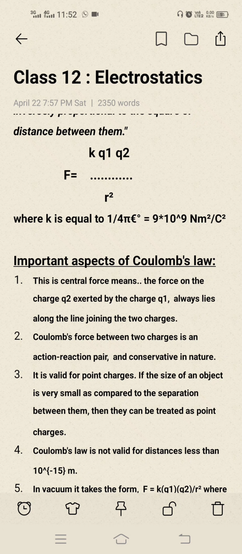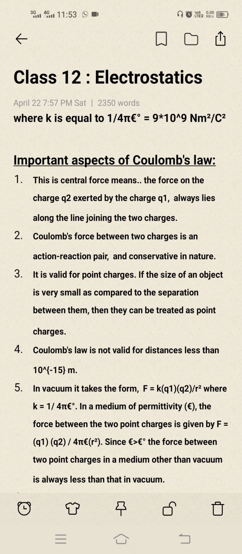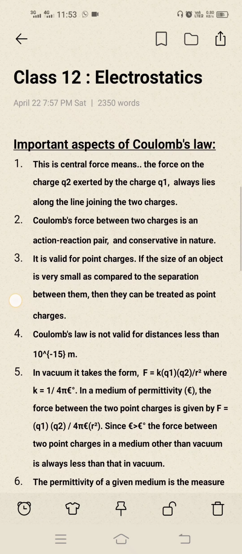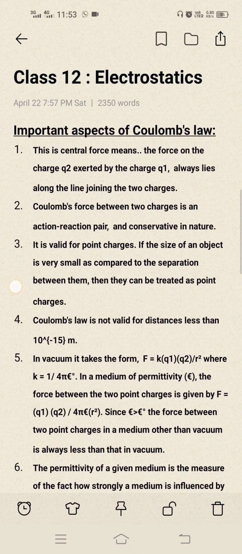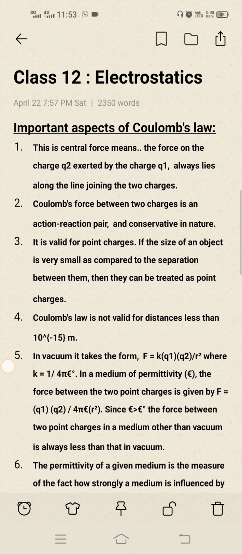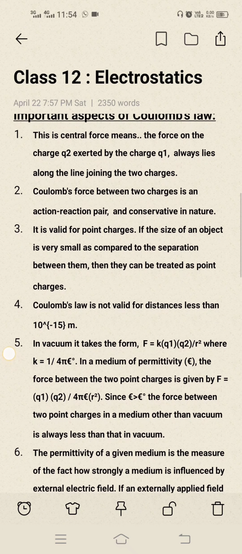If the charges are present in vacuum, then Coulomb's law takes the form F equal to 1 upon 4 pi epsilon naught Q1 Q2 upon r square. If the charges are present in some other medium, then epsilon naught is replaced by the permittivity of the given medium. Since the permittivity of the given medium is greater than epsilon naught, the force between the two charges in a medium other than vacuum is always less than that in vacuum. It is reduced by a factor of the relative permittivity of the medium.